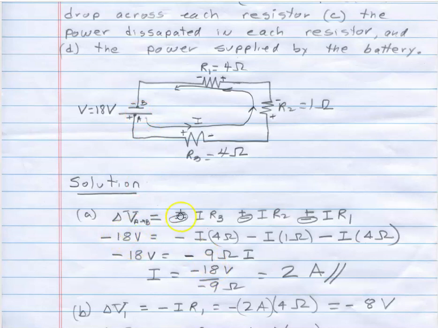So I drop by 18 volts. As I go across each resistor, I know that V is equal to IR, and then I have to pick out which sign to associate with it. I usually just write plus or minus on each one. So plus or minus IR3, plus or minus IR2, plus or minus IR1. And then I select the sign. As I move across this one, in the direction of the current, minus sign, across this one, minus sign, across this one, minus sign.